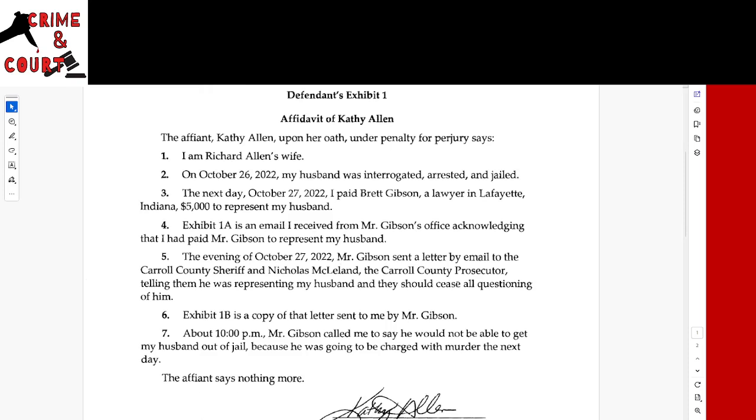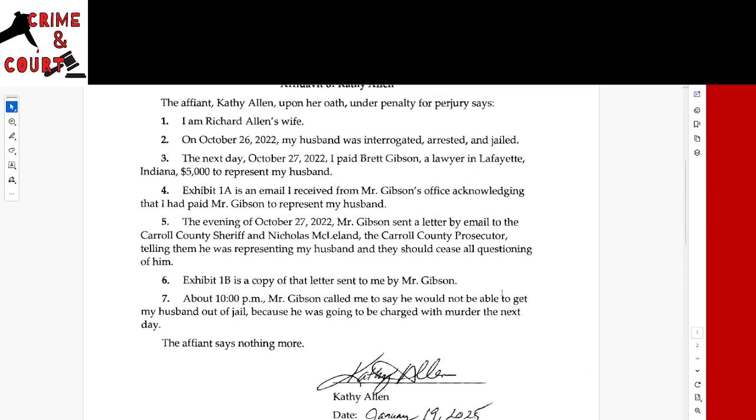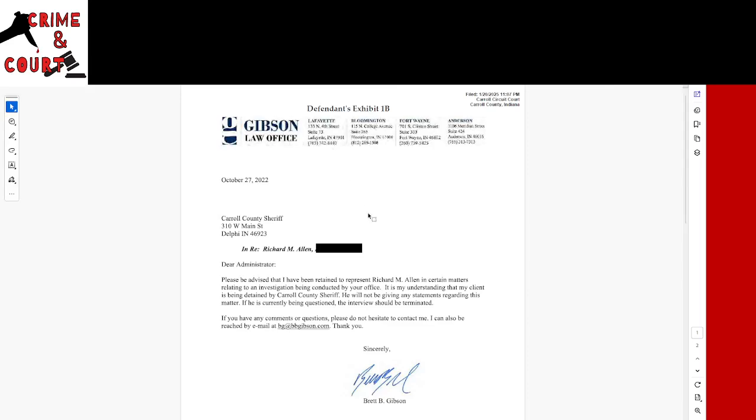The evening of October 27th, 2022, Mr. Gibson sent a letter by email to the Carroll County Sheriff. So the very same day, that evening, he sent a letter to the sheriff and Nick McClelland, our good old boy Nick McClelland, the Carroll County prosecutor, telling them that he was representing my husband and they should cease all questioning of him. So at this point, whatever you're doing to him, you need to stop. Exhibit 1B is a copy of the letter sent to me by Mr. Gibson. So we will flip over to that now.